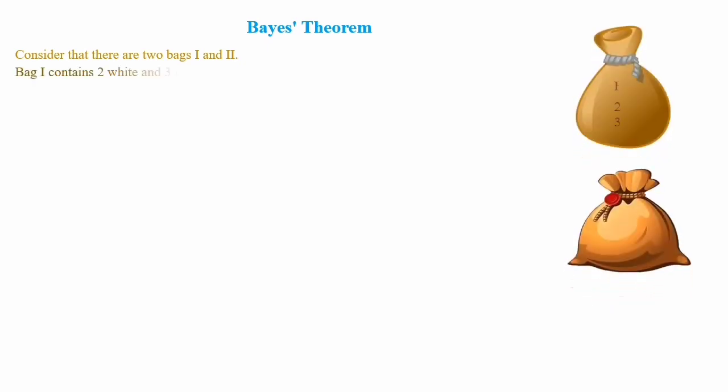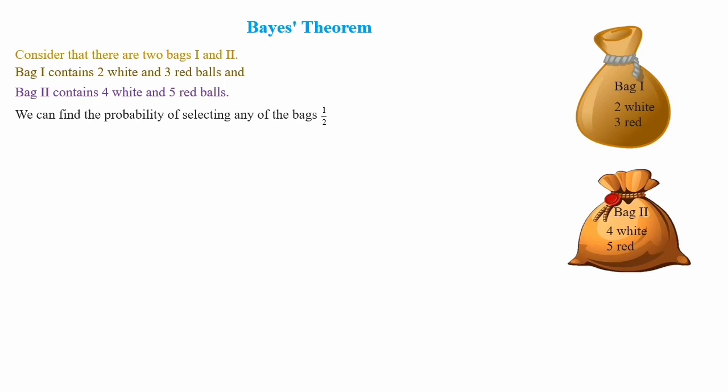Next we shall discuss the Bayes theorem. Consider that there are two bags, bag 1 and bag 2. Two bags are there with us. Bag 1 contains 2 white and 3 red balls, and bag 2 contains 4 white and 5 red balls. Here we know how to find the probability of selecting any one of the bags. Probability of choosing any one of the bags out of these 2 bags is 1 by 2.